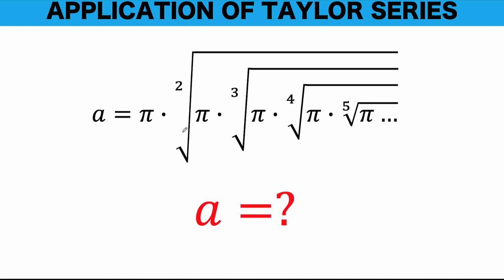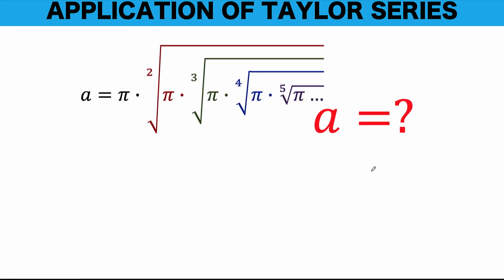We have here nested radicals starting with pi times the square root of pi times the cube root of pi times the fourth root of pi times the fifth root of pi, and repeat the pattern infinitely. What is the value of this expression? If you call this expression at the right A, then we want to find the value of A. You can pause the video and see if you can solve this interesting algebra problem.